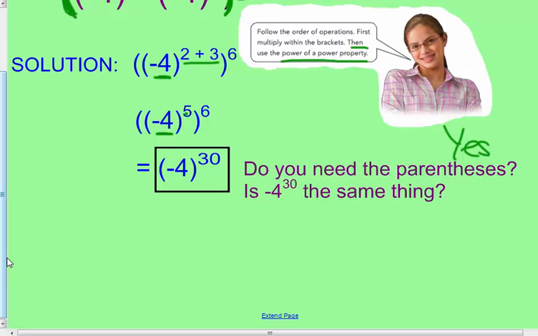Is -4 raised to the 30th power the same thing? This means do 4, only the 4, as a base, multiply that 30 times. So that's 4 times 4 times 4, and keep going 30 times. Make the answer negative. So this would be a negative value.